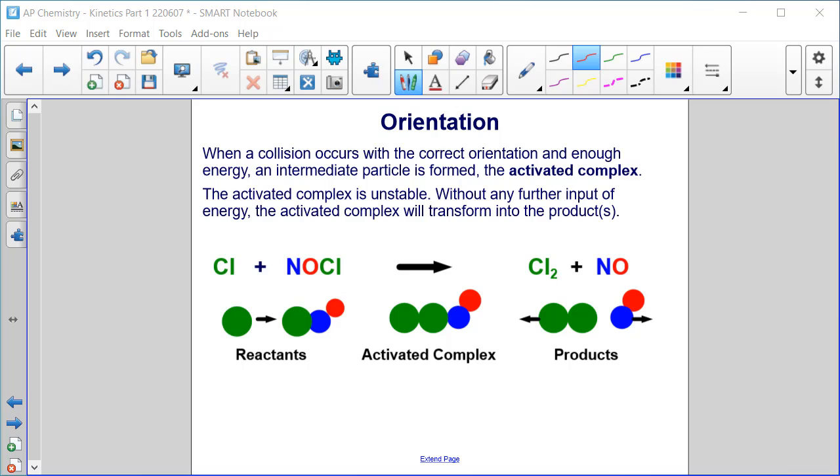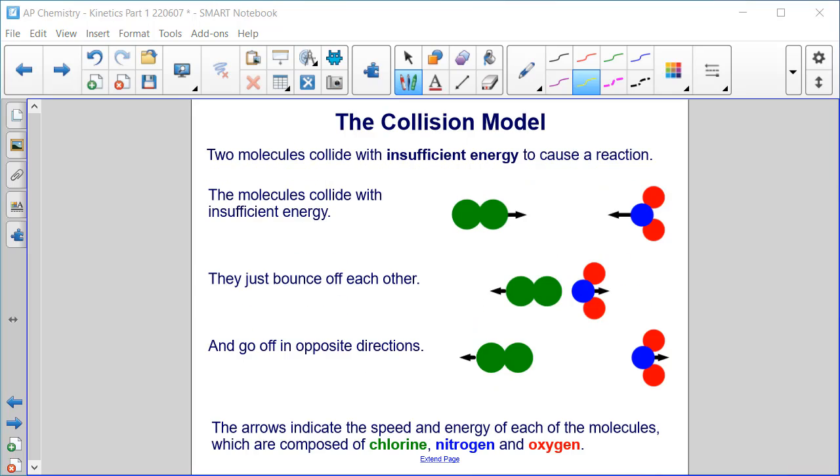When a collision occurs with the correct orientation and enough energy, an intermediate particle is formed known as the activated complex. So here's the intermediate right here. The activated complex is highly unstable. Without any further input of energy, the activated complex will transform into the product or products because it's energetically unstable. So it will quickly rearrange and form the products.